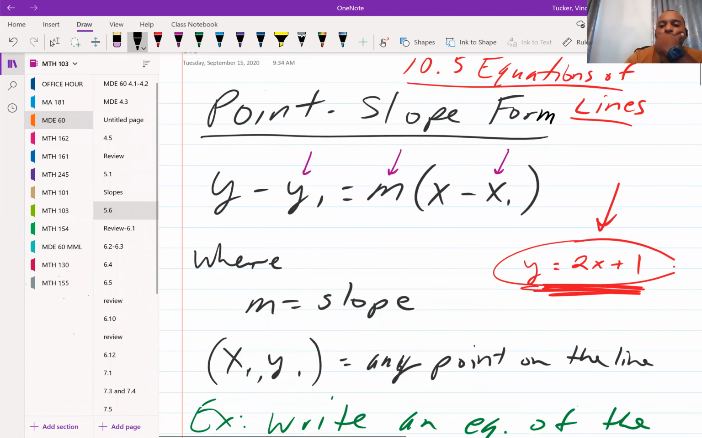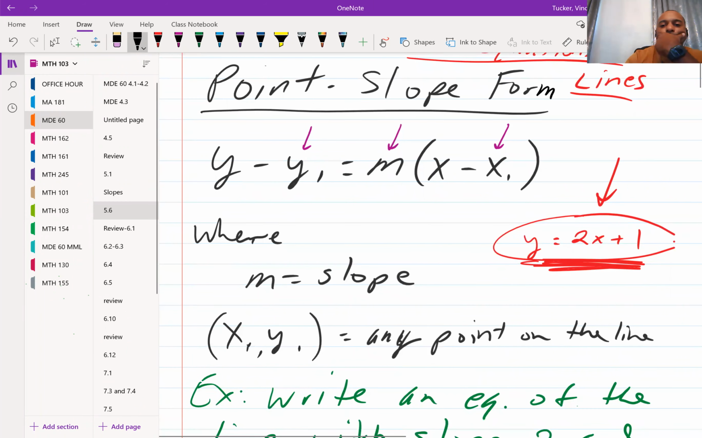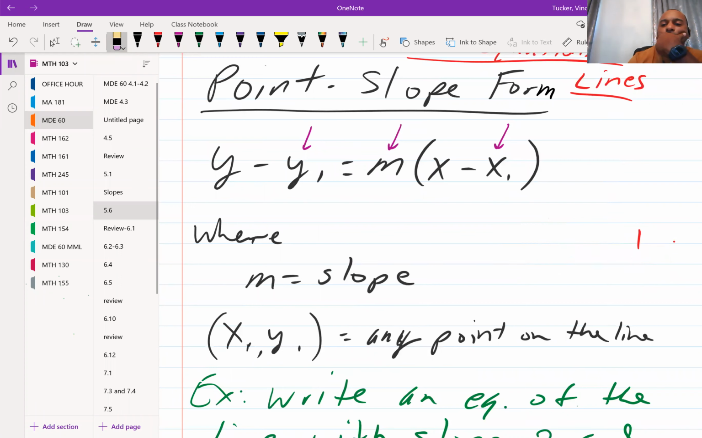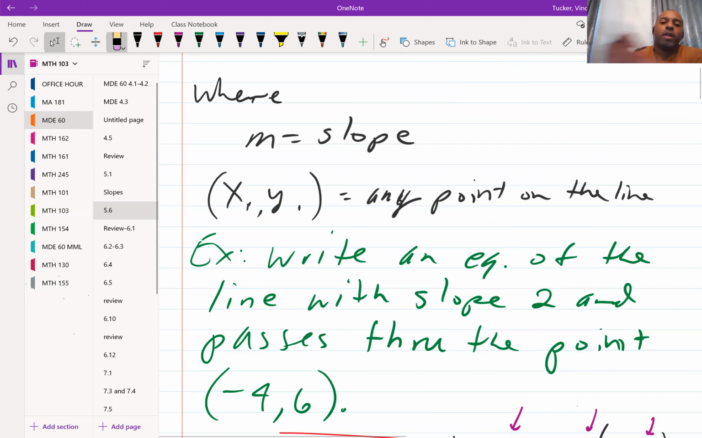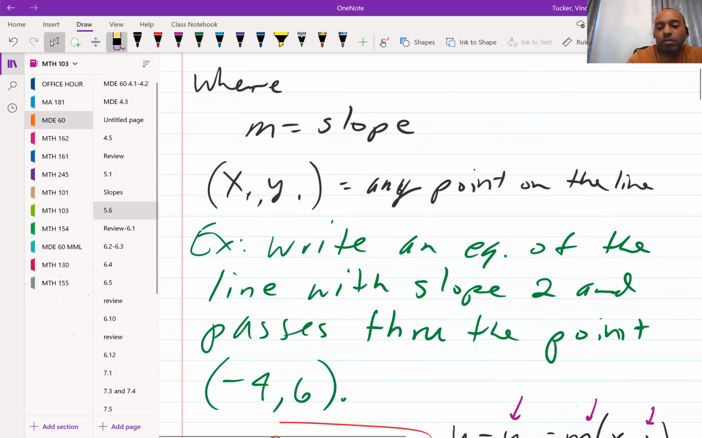All right, scroll up. All right, so we're going to use that in this next exercise. It says write an equation of the line with slope 2 that passes through the point (-4, 6). So we have a slope and we have a point that's on the line. If you have a slope and a point that's on the line, you can write an equation for it.